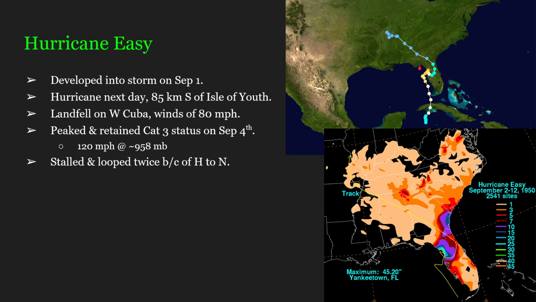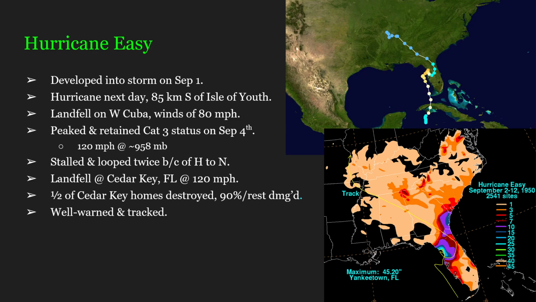Easy, as you can see on both of our maps here, would stall and then loop, not once actually, but twice, due to a ridge, also known as a high pressure, to its north. After this high pressure stopped bullying it, it would meander through Florida and then dissipate around the middle of the United States.